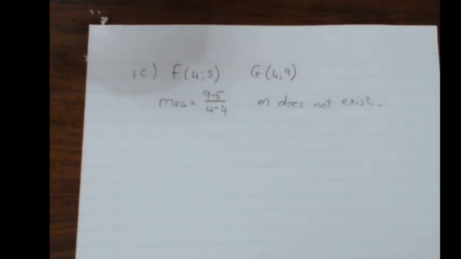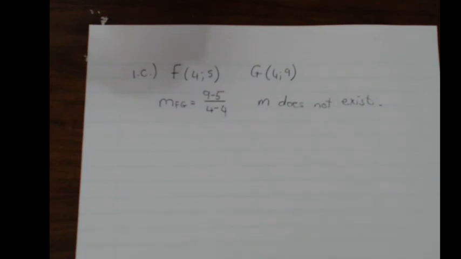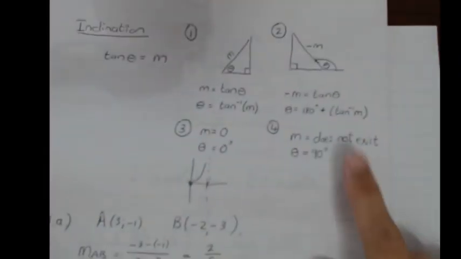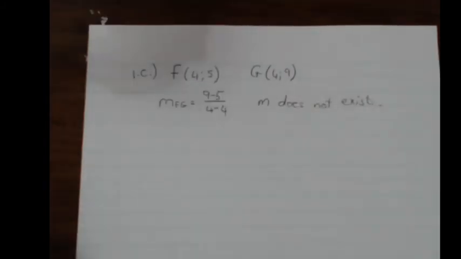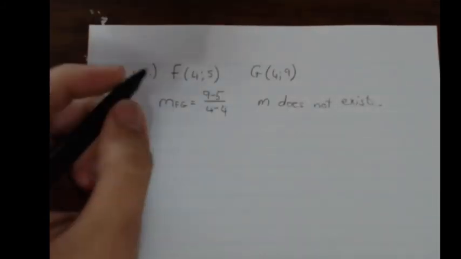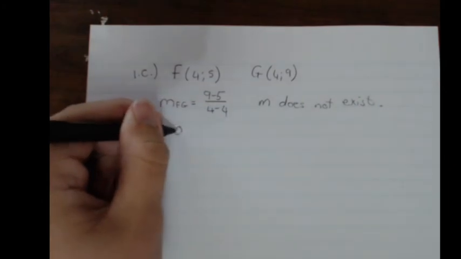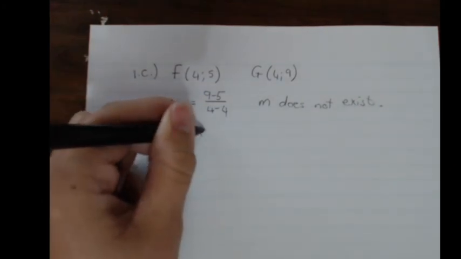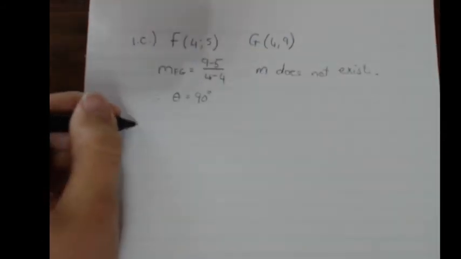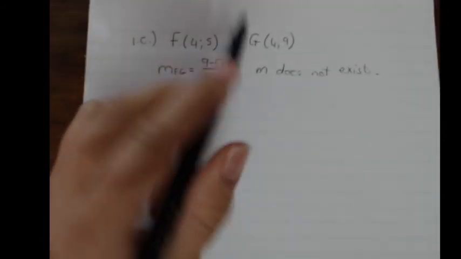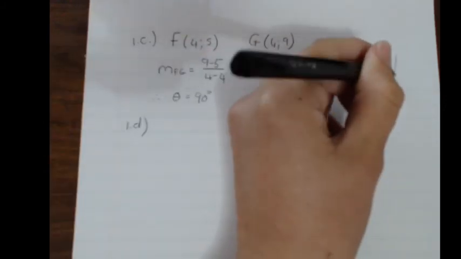And this is then scenario 4. If the gradient does not exist, that means theta is 90. So I don't need to do any tan theta equal to gradient. I can just say that theta is 90 degrees, special case. All right, this is a vertical line. If the gradient does not exist, it's a perfectly vertical line, meaning that angle of inclination is going to be 90 degrees.